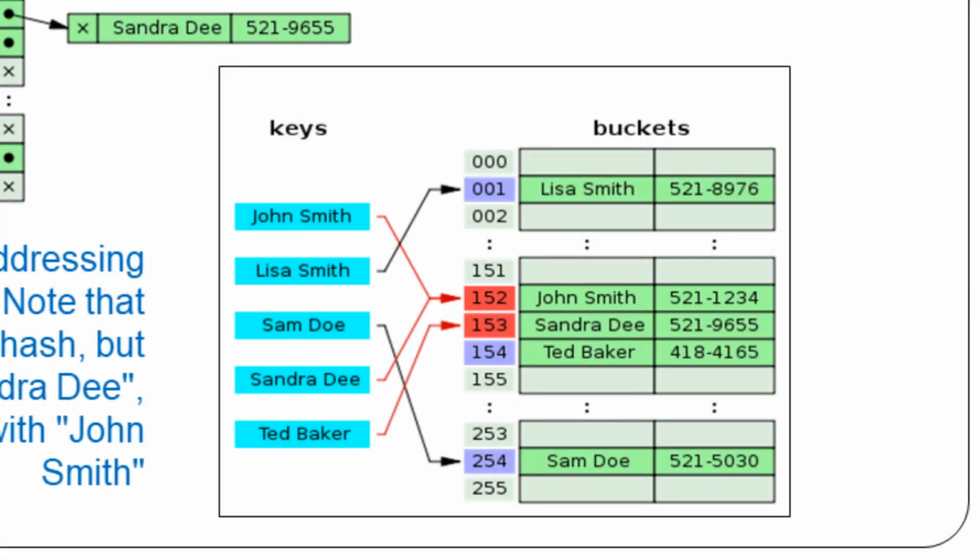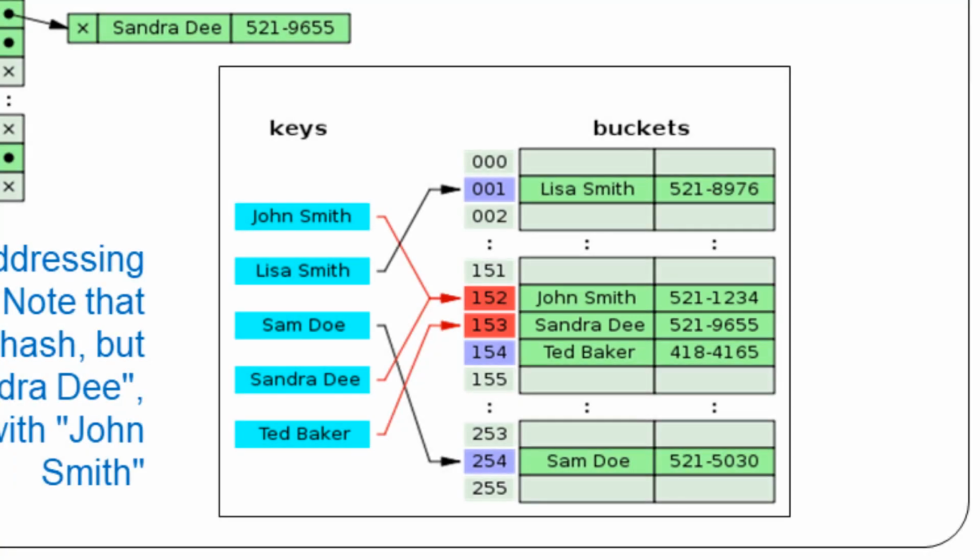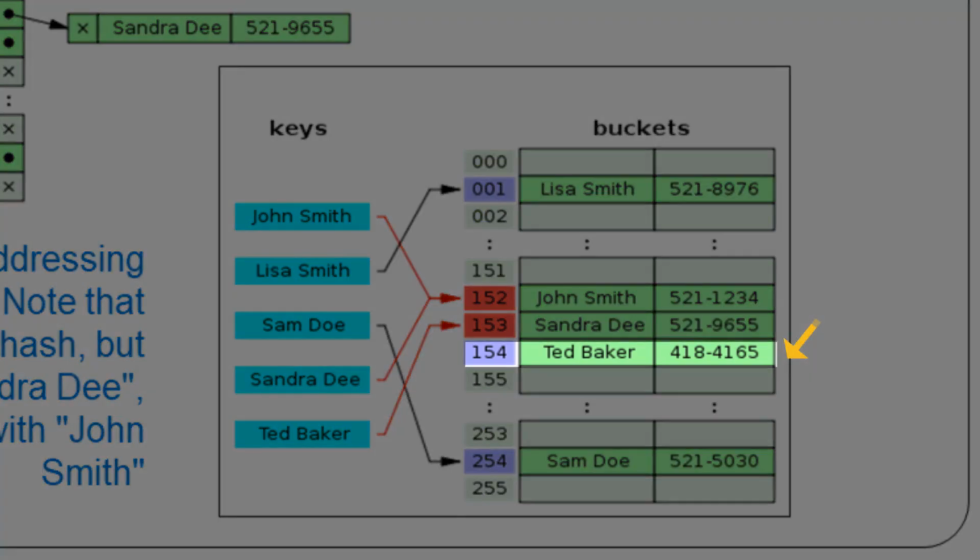What linear probing does with an interval of 1 is that it probes the structure linearly to find the first available empty slot. So we probe 1 down to 153, and this was empty before, so now we can put Sandra D in 153. Ted Baker comes along. Now he maps to 153, but we had just placed Sandra D there, so we linear probe one more time and place Ted Baker in 154.